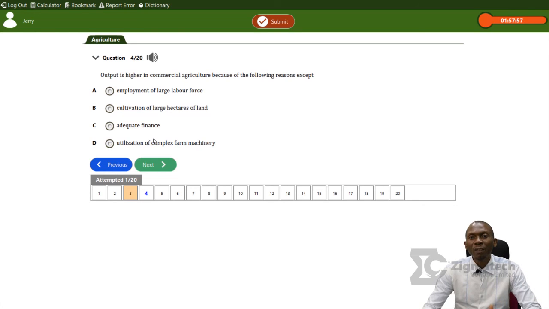We also have cultivation of large hectares of land. Is that a reason why output in commercial agriculture is high? Yes, that's a reason. It involves cultivation of large hectares of land, so it will definitely lead to a high output. Next option is adequate finance. It involves adequate finance, so that could also lead to a high output. It also involves the utilization of complex farm machineries. That's another reason why output is high. But employment of large labor force, no. Rather, it's employment of skilled labor, hired labor, and not large labor force. So the answer is A.